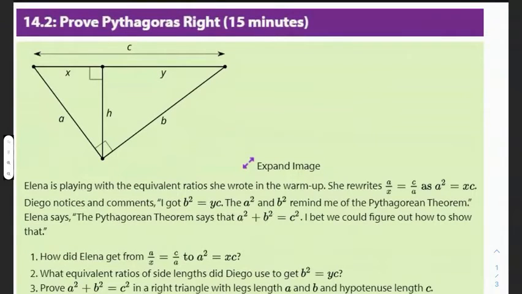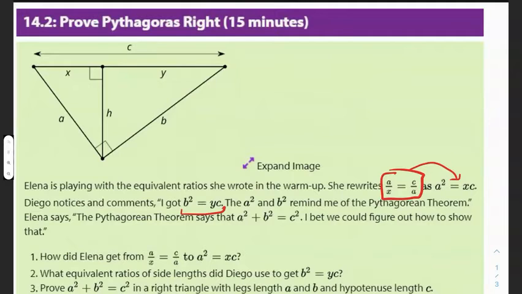Exercise 14.2, prove Pythagoras right. So we have these two kids, Elena and Diego. Elena is playing with equivalent ratios she wrote in the warm-up. Looks like she created a proportionality statement here: a is to x as c is to a. And then she ends up getting a squared equals x times c from that. Diego says he got b squared equals y times c.